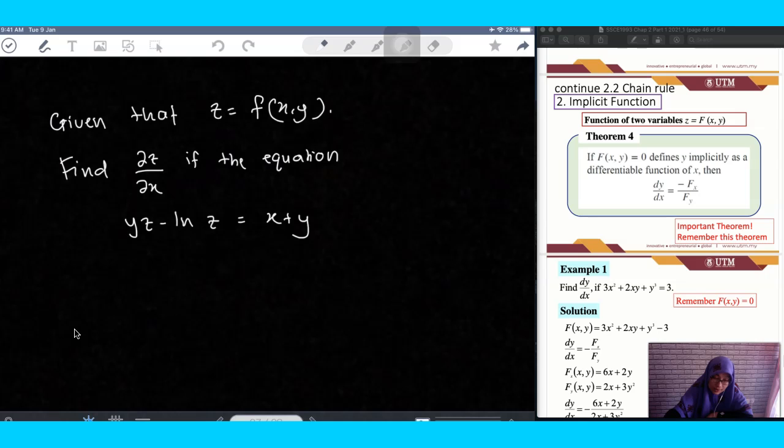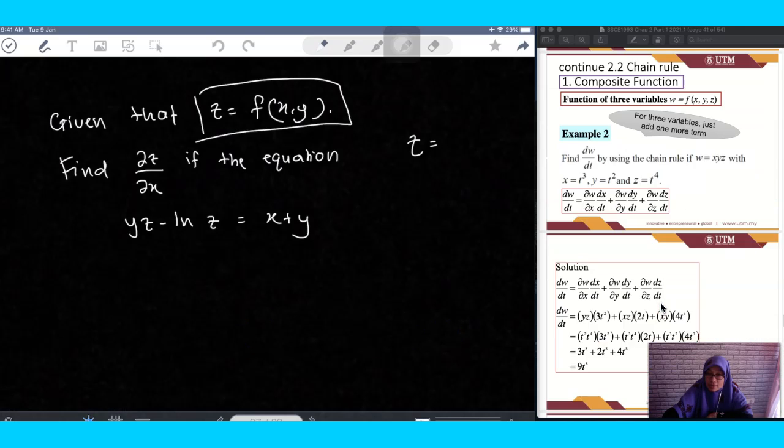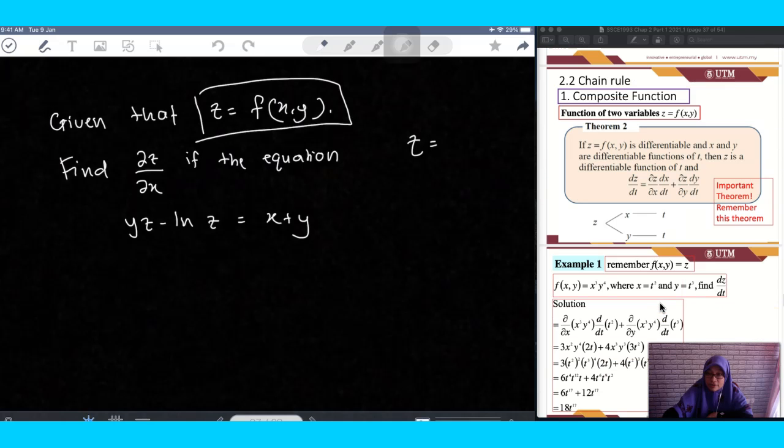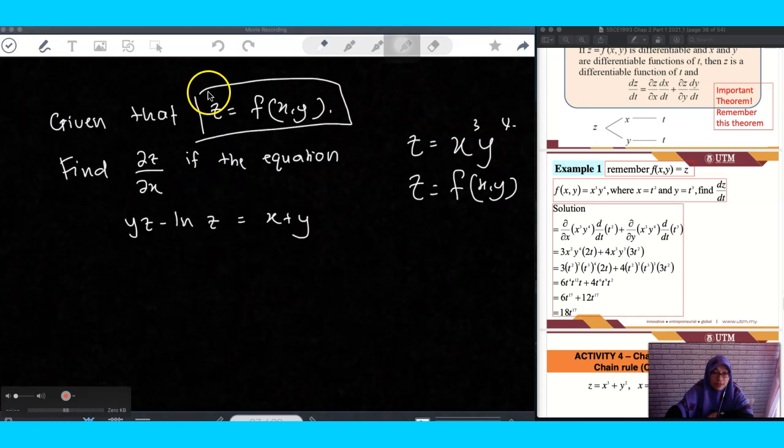The last few examples that I gave you were already in the form where, for example, z is just a two-variable function, such as x cubed y to the fourth. It is already in the form of z as a function of x and y, where z is the output variable and x and y are the input variables.